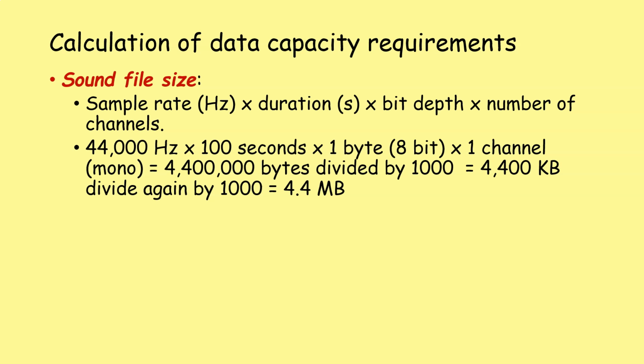44,000 hertz multiplied by the 100 seconds. Again, we're going to say 1 byte instead of 8 bits, multiplied by one channel, mono. We end up with 4,400,000 bytes. We divide that by 1,000, we get 4,400 kilobytes. We can divide that again by 1,000 to get the most manageable unit, which is 4.4 megabytes.